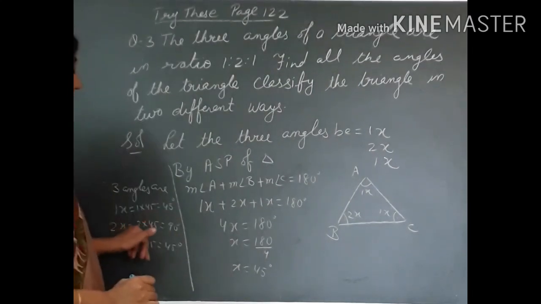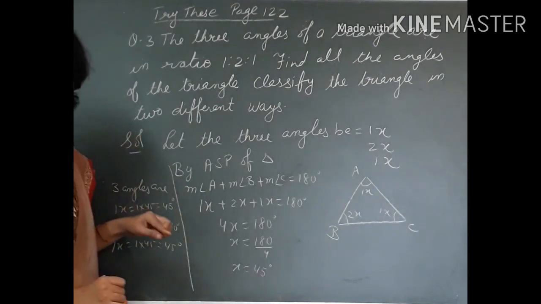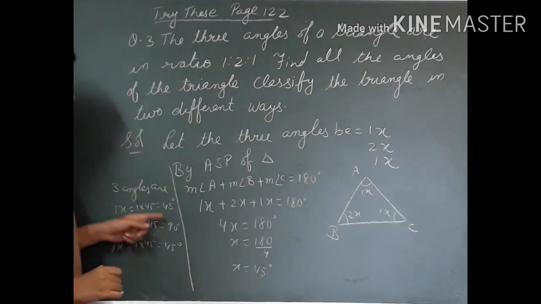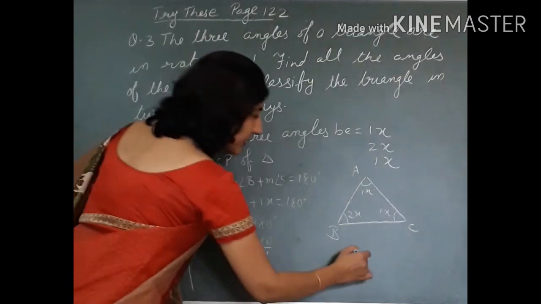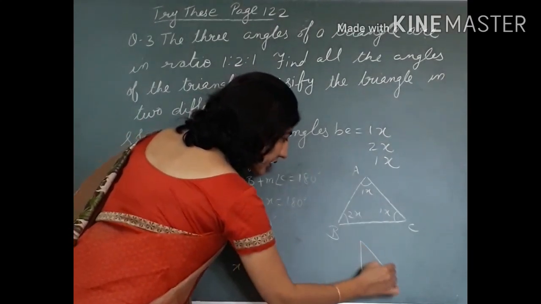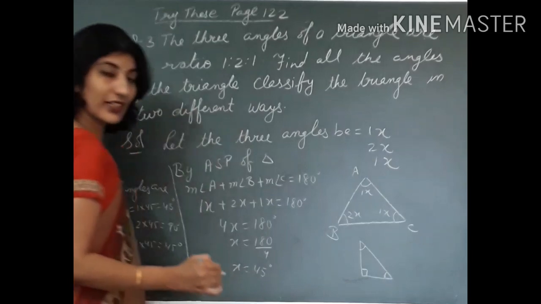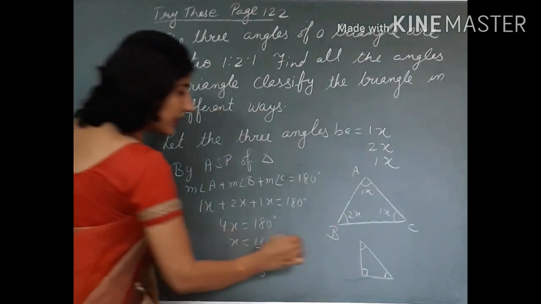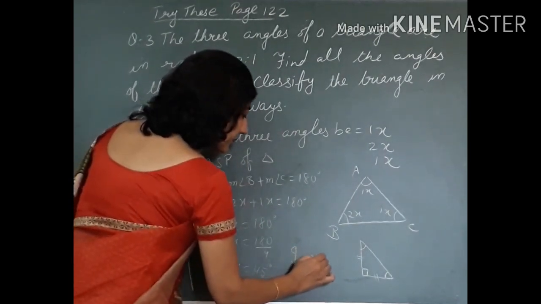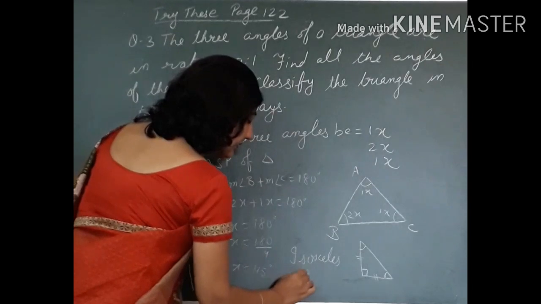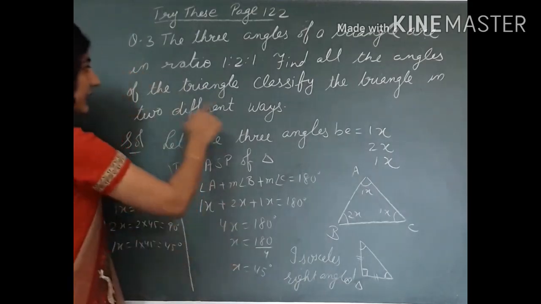By looking at these three angles, now we can classify the triangle as one angle is 90 degree. So it is a right angle triangle, and two angles are 45 degree. Right angle and two angles are 45 degree. Means it is a triangle in which this angle is 90 degree and these two are 45. In an isosceles triangle, the base angles are equal, if you remember. So these two sides are also equal. So it is an isosceles right angled triangle. So this way we have classified this triangle in two different ways.